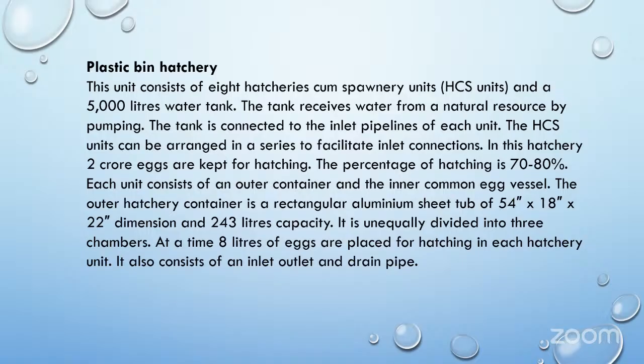Each unit consists of an outer container and the inner common egg vessel. The outer hatchery container is a rectangular aluminum sheet tub of 54 x 18 x 22 inches dimensions and 243 liters capacity. It is unequally divided into three chambers. At a time, 8 liters of eggs are placed for hatching in each hatchery unit. It also consists of an inlet, outlet, and drain pipe.